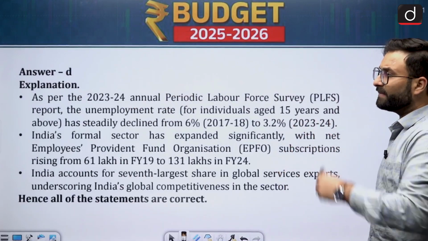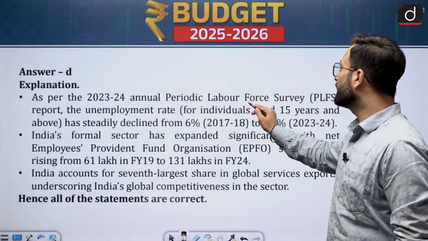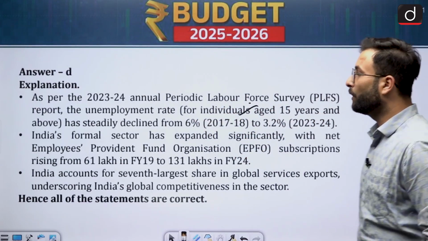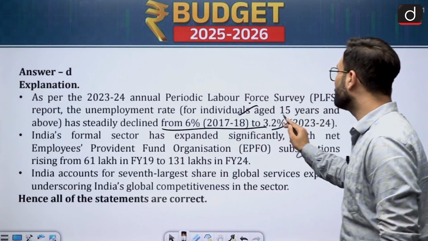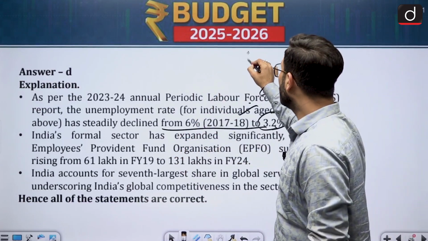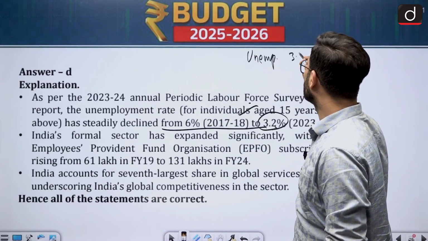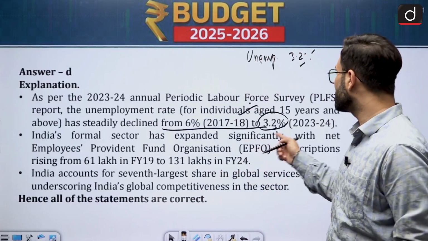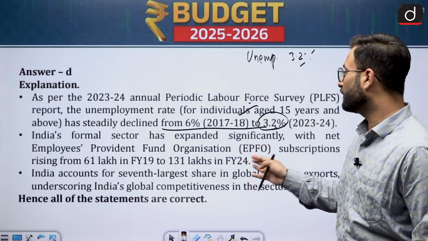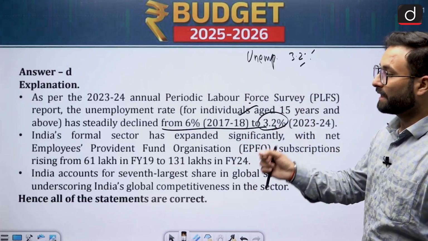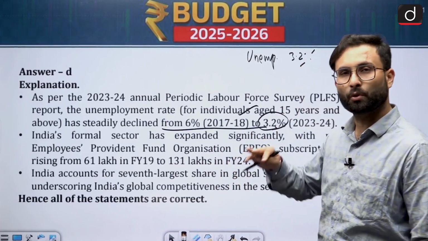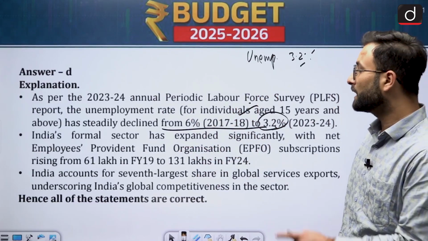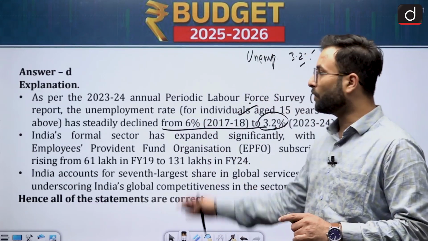Let's see. As per the 23-24 Annual Periodic Labour Force Survey, the unemployment rate for individuals aged 15 years and above has steadily declined from 6% to 3.2%. Now what you have to remember is that the unemployment rate is 3.2%, which we have discussed in the graph in the key highlights. Okay, coming to the next one, India's formal sector has expanded significantly with net Employees' Provident Fund Organization, that is EPFO, subscription rising from 61 lakh to 131 lakh, that is more than double. Okay, coming to the next one, India accounts for the 7th largest share in global services export, underscoring India's global competitiveness in the sector. Okay, so all the statements were true.